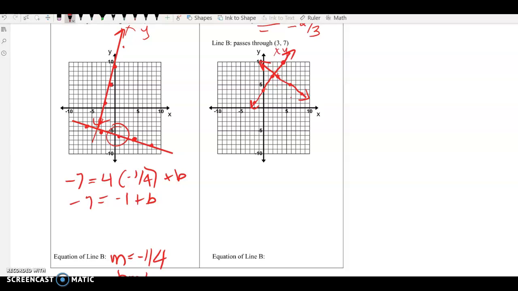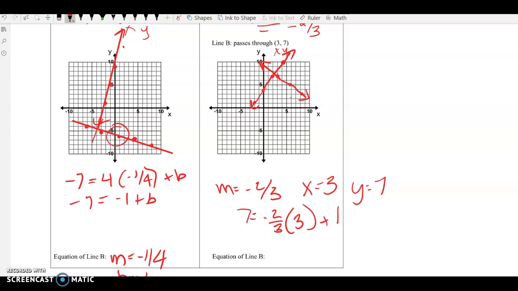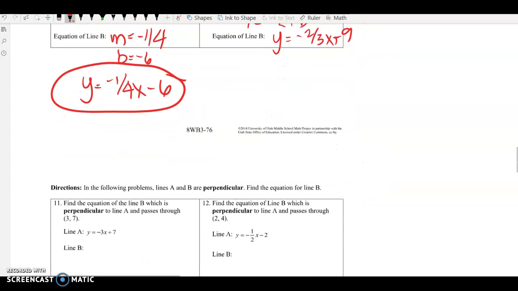Well, they want to know, what's my equation for line B? Again, this is not a freebie, so I have to do some work. I know my m was negative 2/3. I know I had an x value of 3, a y value of 7. So I get y equals m times x plus b. I get 7 equals negative 2 plus b. So b has to be 9. Equation y equals negative 2/3 x plus 9. Okay.